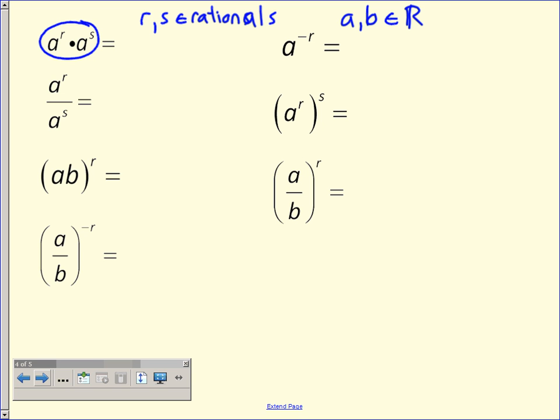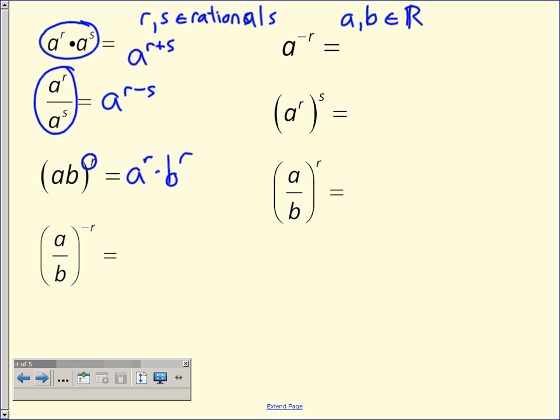This first one, anytime we're multiplying two expressions with the same base, it means we add their exponents. It's the same as A to the R plus S power. Same stuff we did in Algebra 1. In this one, anytime we are dividing with the same base, we subtract our exponents. So this is A to the R minus S power. In the third situation here, we're allowed to take the R and apply it to both expressions within the parentheses. So this is A to the R times B to the R.